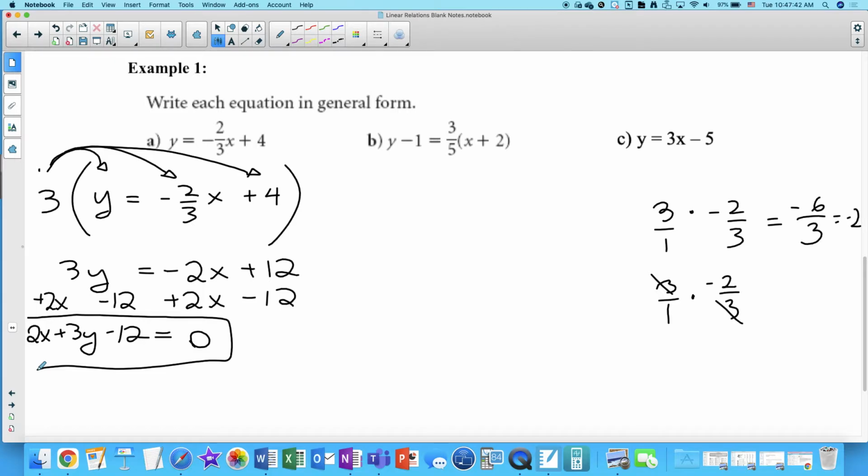Okay? Any questions with that so far? No? Okay. Actually, let's do C next, because C is actually fairly straightforward. What do we have to deal with in C?